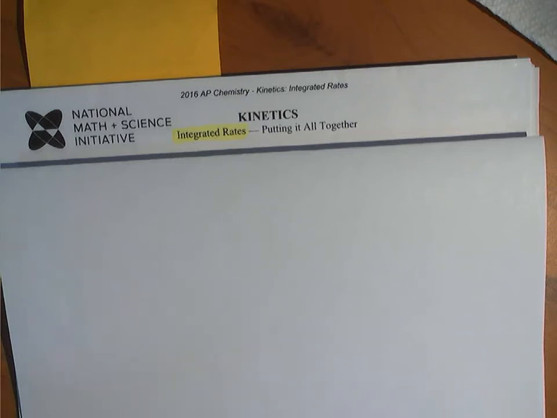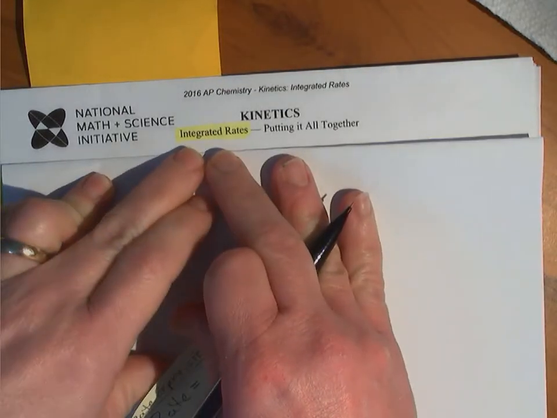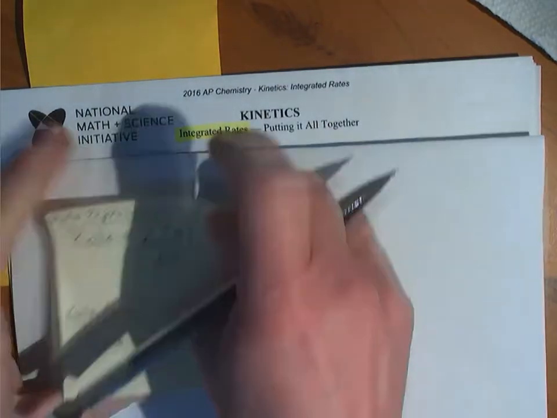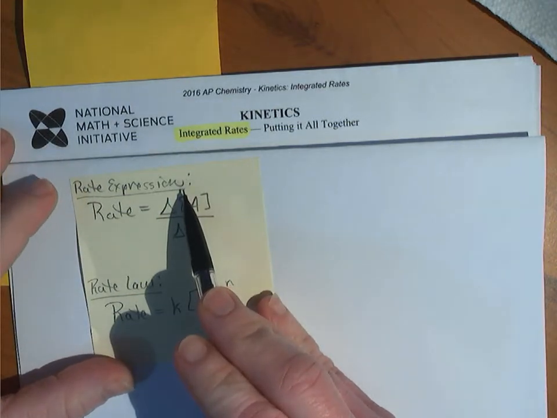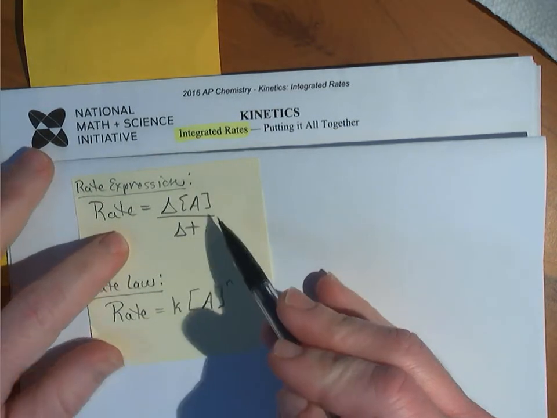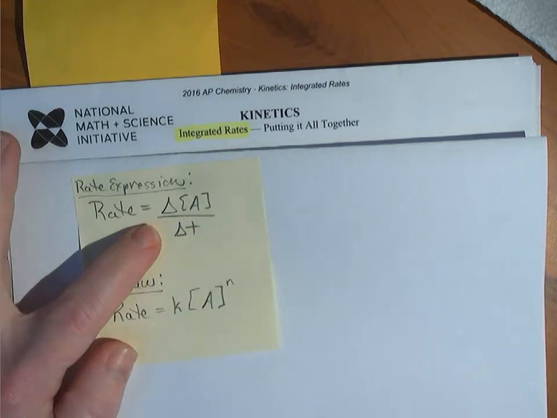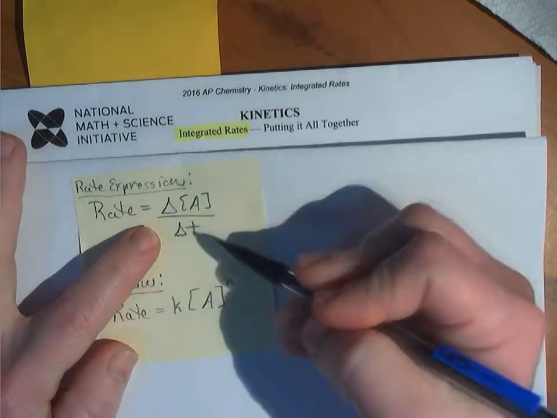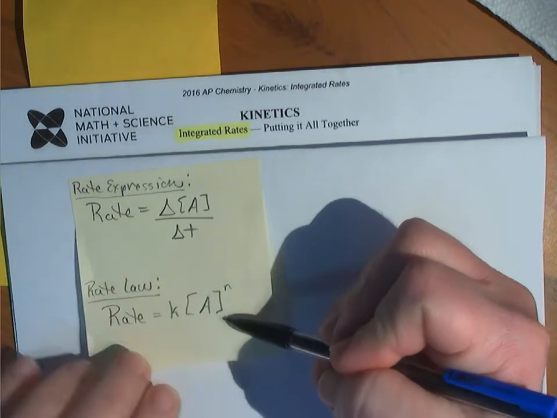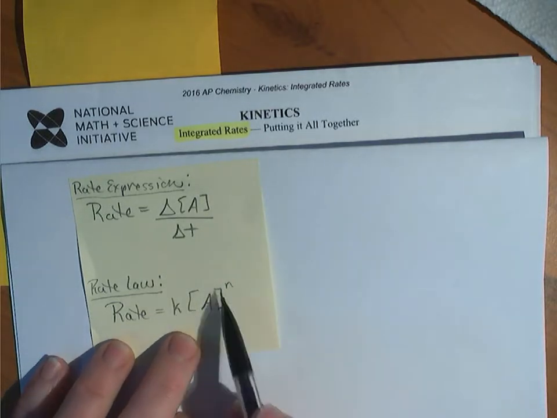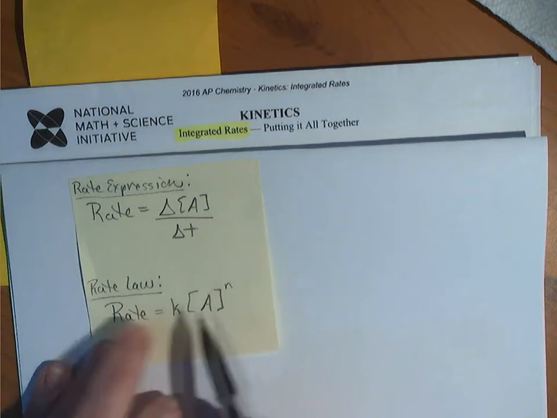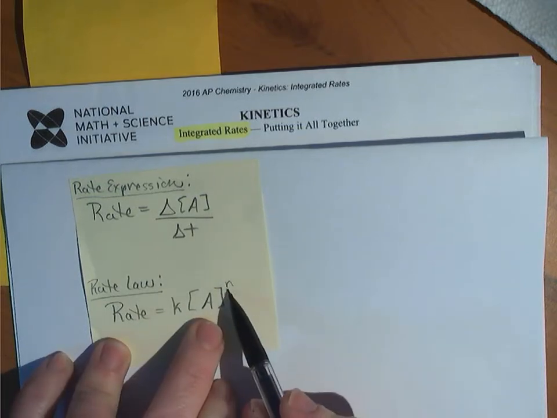Here is our Blitz review of kinetics, focusing mainly on the integrated rate laws. Recall that we have rate expressions where we are just communicating the change in concentration of reactant or product per unit of time. Rate laws show the impact of a specific reactant concentration on rate. That is shown through the order.